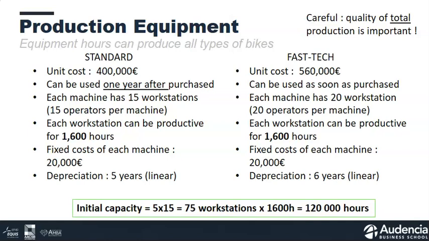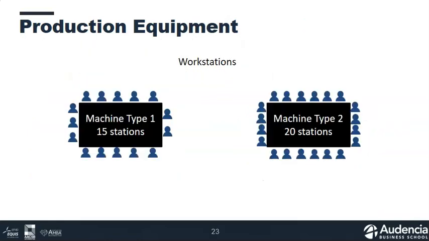As you start with a total of 5 machines, you have 15 workstations for 5 machines, so you have 75 available workstations. Each one of these workstations can produce 1,600 hours of production, so you have a total technical capacity of 120,000 hours available. The question is, do you have enough people to produce that much? So you have to make sure you have the right number of people to produce the capacity.